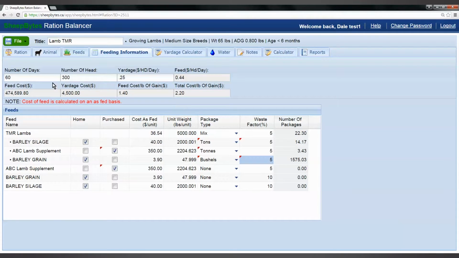To feed 300 lambs for 60 days, we're going to require 22 5,000-pound batches of that feed. In terms of your barley silage, it's going to require 14 tons of barley, 3.43 tons of supplement, and 1,575 bushels of barley grain. So this is how SheepBytes can be used to help you manage your inventory and track your costs.